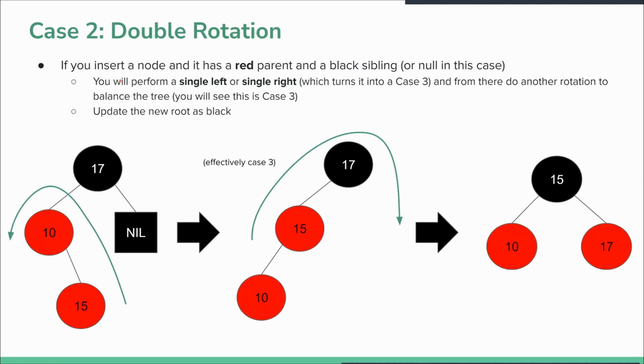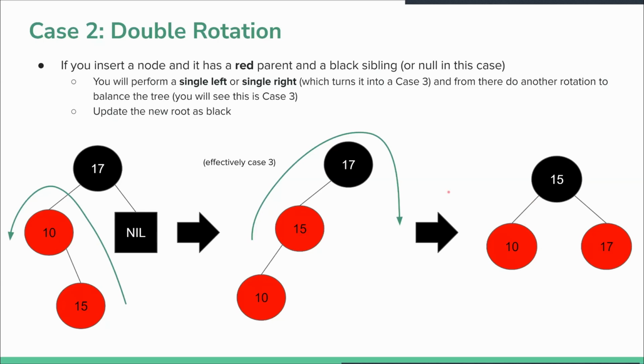So we're going to do what we did before. We pull this 15 down, do our left rotation, and we're left with 17, 15, 10. From there, you'll see it on the next slide, it will make a lot of sense when I say effectively case 3. We'll move this down, and we end up with 17 pulled down, 15 and 10, and we make 15 black because it is the root node.